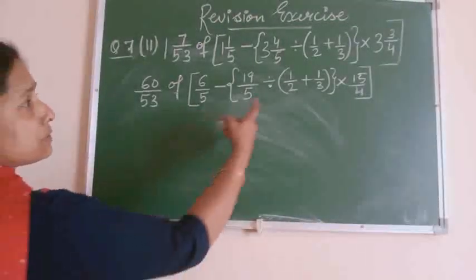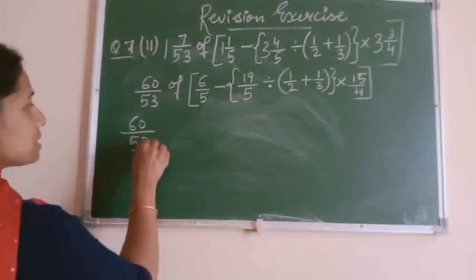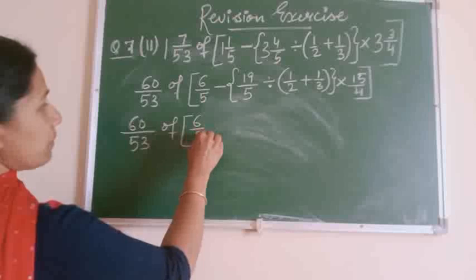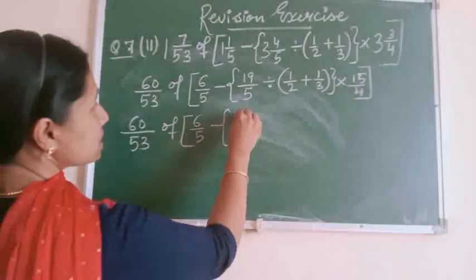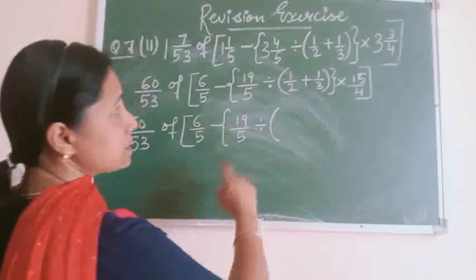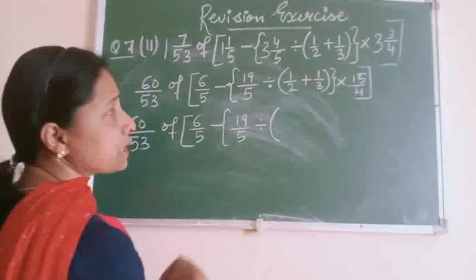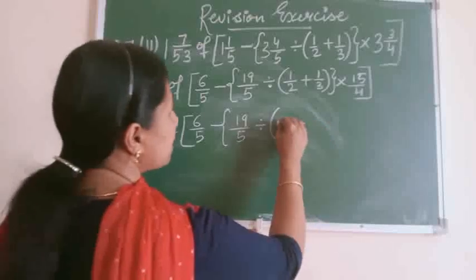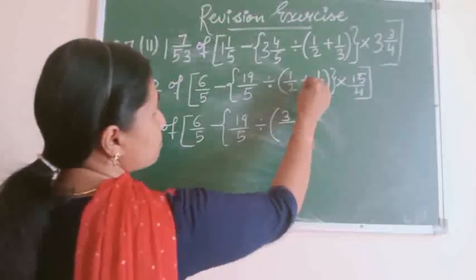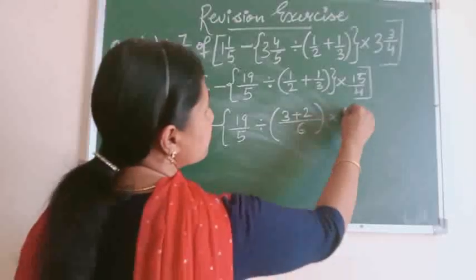Now you have to solve the small bracket. The other fractions we are writing as they are downside: 60 upon 53 of, in the square bracket 6 upon 5 minus, curly bracket 19 upon 5 divided by, in the small bracket, 1 upon 2 plus 1 upon 3. Find the LCM of 2 and 3. LCM of 2 and 3 is 6. So we take 6, and this 1 became 3, 1 into 3 is 3, and plus sign, and this one became 2. Bracket close, into 15 upon 4.